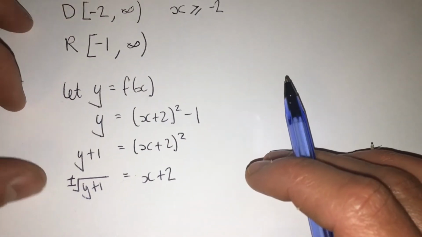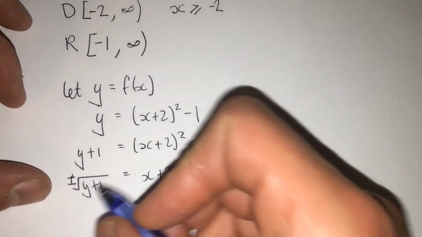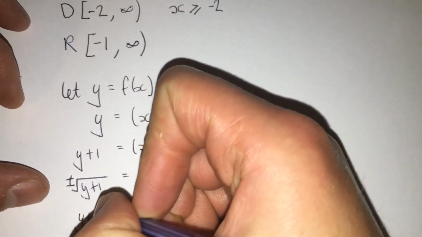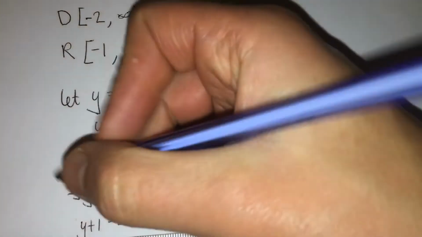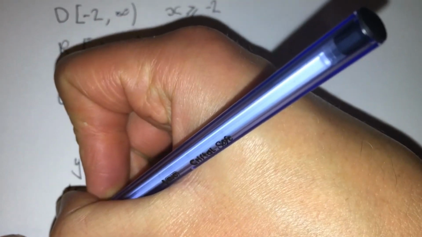And the way we deal with that is to consider, once we've moved this over, let's do that now, y plus 1 take away 2 equals x. And of course you've got the square root there still.